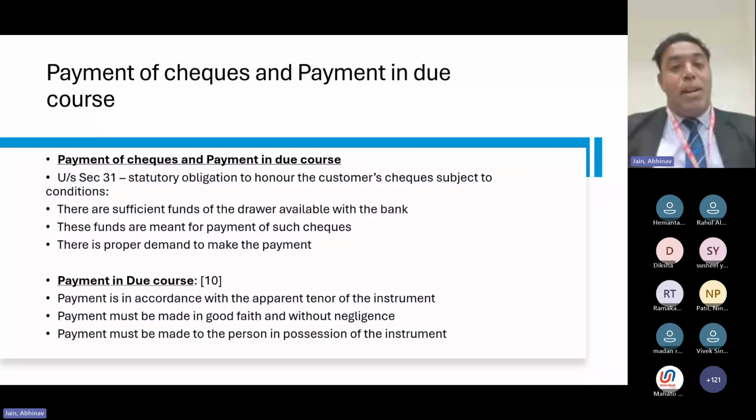And payment must be made to the person in the possession of the instrument. Without taking the instrument, we can't do the payment. And if every other condition is seen to be normal, we don't have any such circumstances which can be doubted upon, we can make that payment, and that is called payment in due course under section 10 of the NI Act.